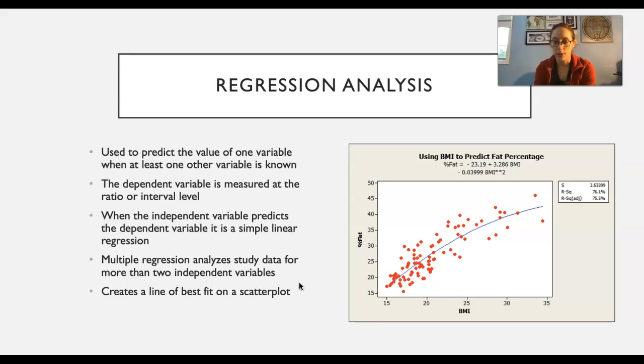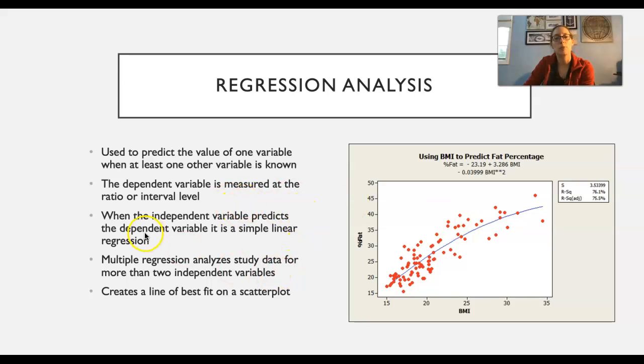So, for example, here on the side, we have percentage of body fat and BMI. If we already know the BMI of a patient, we can guesstimate, according to the regression analysis, that their percentage of fat is probably, if their BMI is 25, it's probably around 30%. Okay, so it's just an analysis of the data that gives you kind of an endpoint.